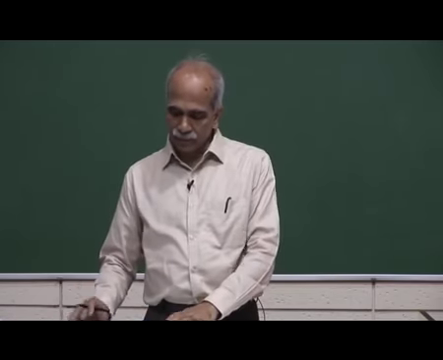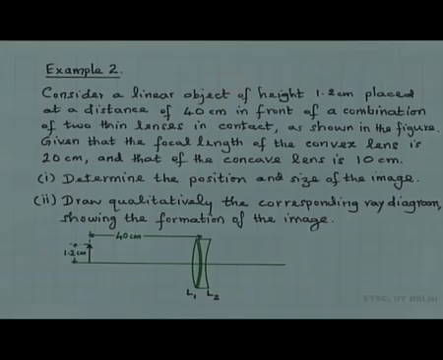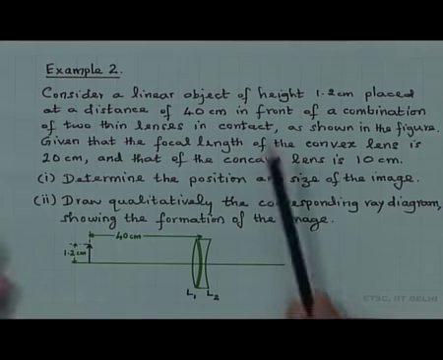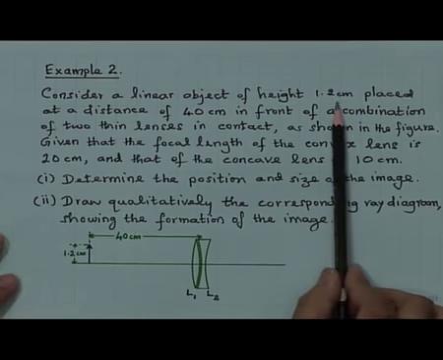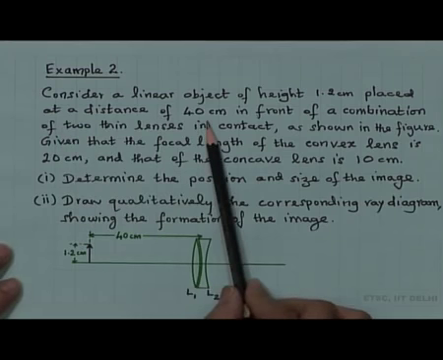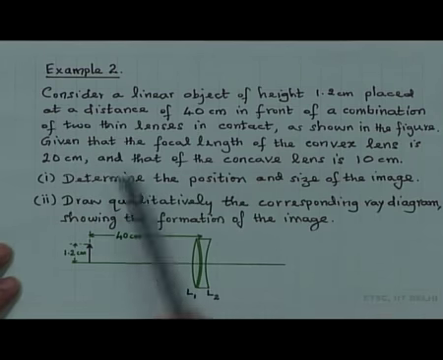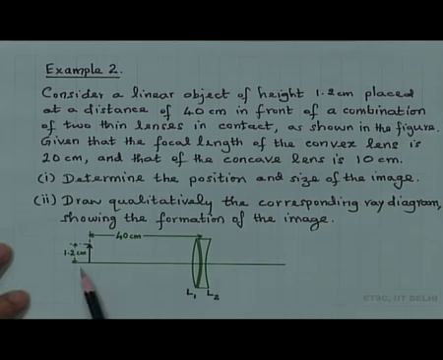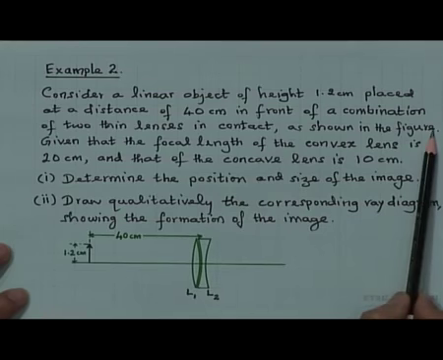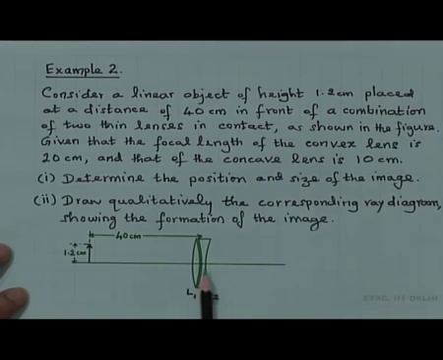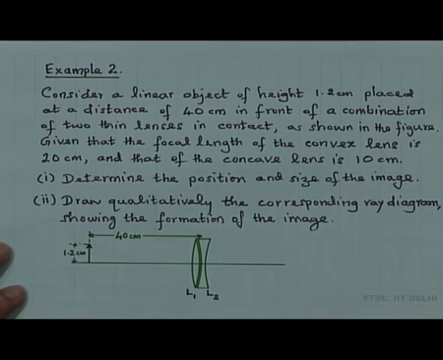Let us take a second example. Consider a linear object of height 1.2 centimeter placed at a distance of 40 centimeter in front of a combination of two thin lenses in contact. I have shown a diagram, as shown in the figure. The figure shows L1 and L2, two lenses, convex and concave, and at 40 centimeter in front of this combination, a linear object of height 1.2 centimeter is placed.